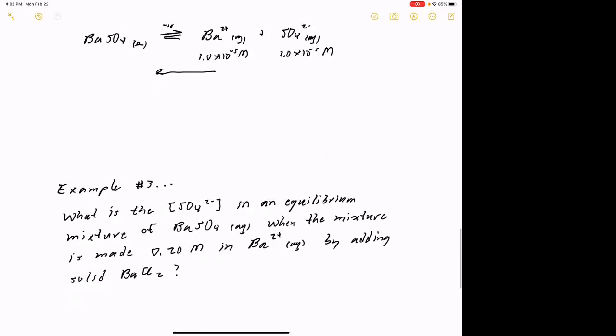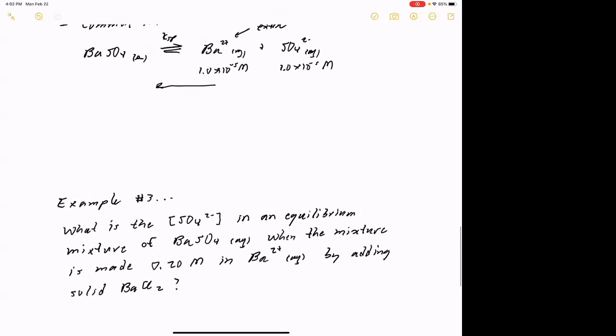So this is kind of example number 3, and I'll show you a few shortcuts here that we can assume, but basically it's the same situation. In example number 3, I'm asking, what's the sulfate ion concentration in an equilibrium mixture of barium sulfate when the mixture happens to be made 0.2 molar in the barium ion by adding, say, solid barium chloride? Okay, so what I'm doing is I'm letting a system come to equilibrium, and then I'm dumping a whole bunch of barium ion in there. Okay, so it's exactly the situation that I showed up here in this little example, right?